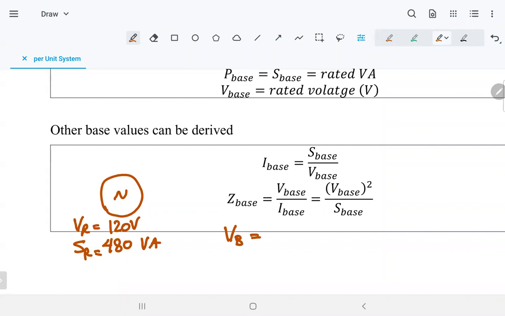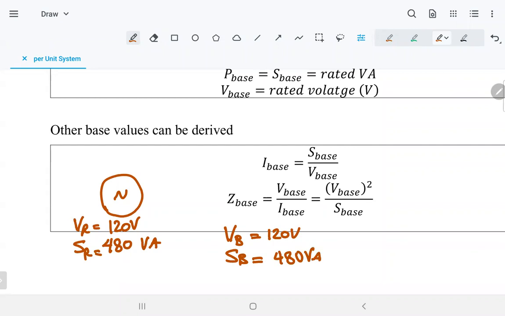The rated value. Do we have to? No, we don't have to. I can choose 100, 200, whatever. But once you choose it, it's fixed. So we prefer to choose the rated value, the voltage base would be 120, and the power base will be 480 volt amp.